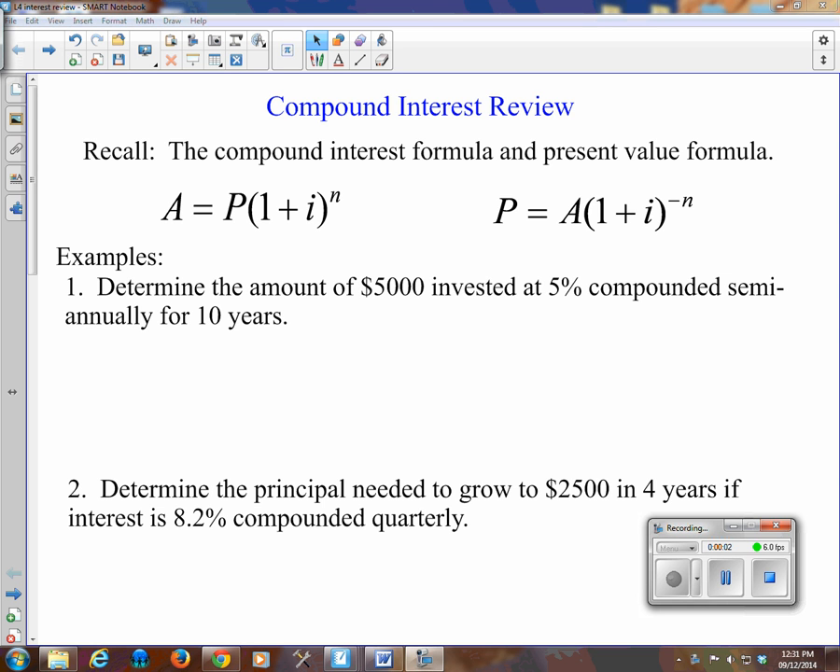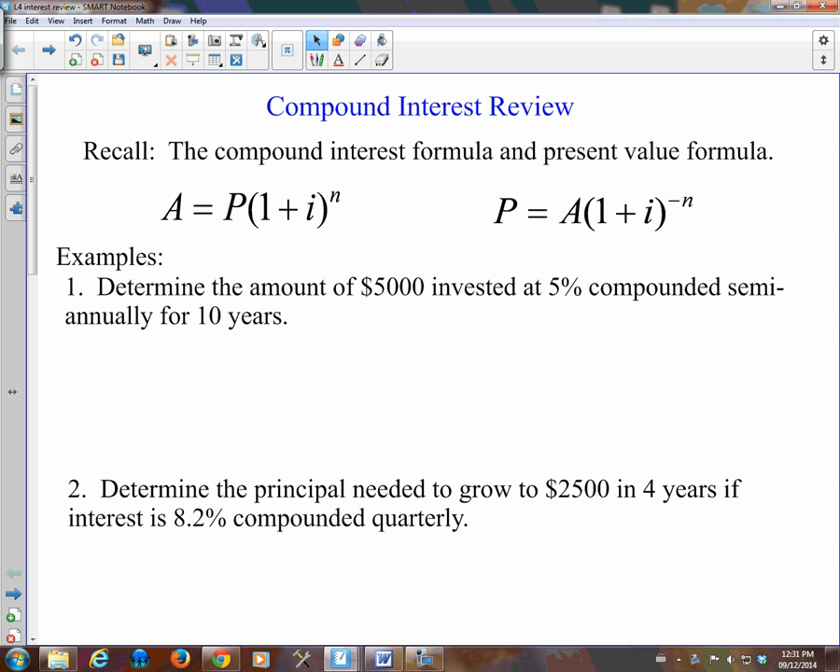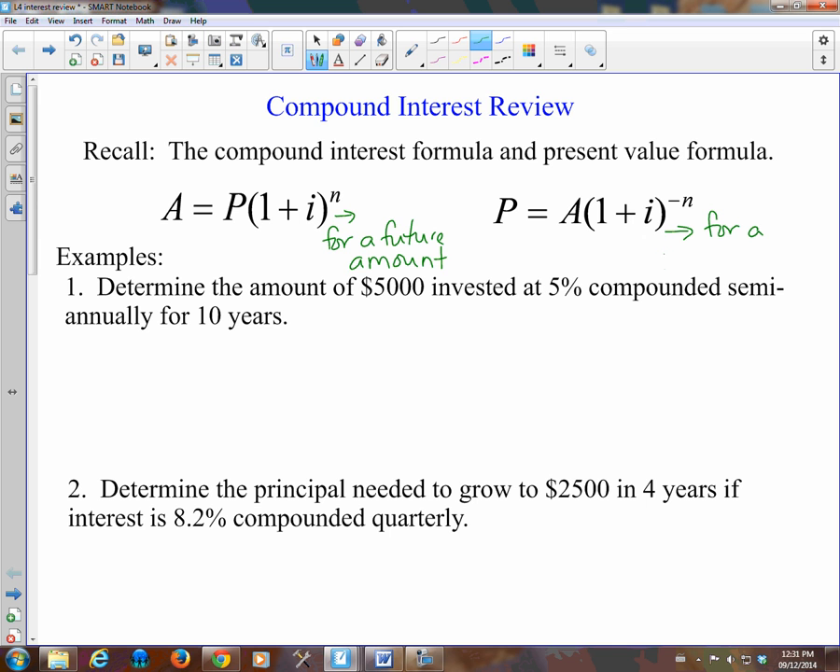Unit 5, Lesson 4. We're going to take a little review here of compound interest. So far we have two formulas that we've been given and we've been using. A equals P(1 + i)^n. That's to the n. That is for a future amount. And P equals A(1 + i)^-n. This is for a present amount, or an amount that I need now to get something in the future.